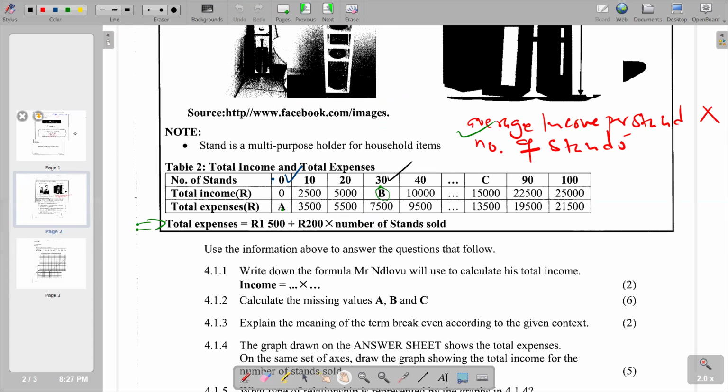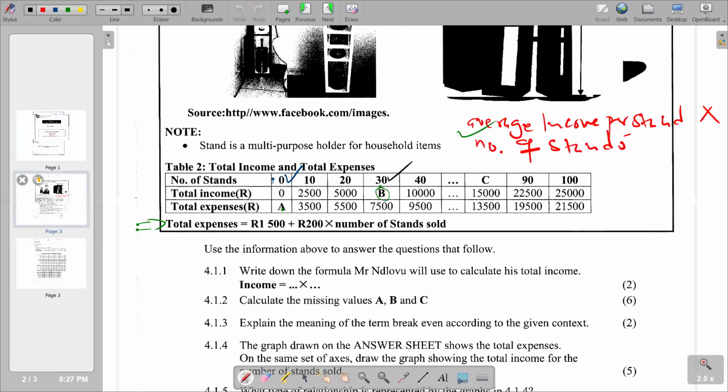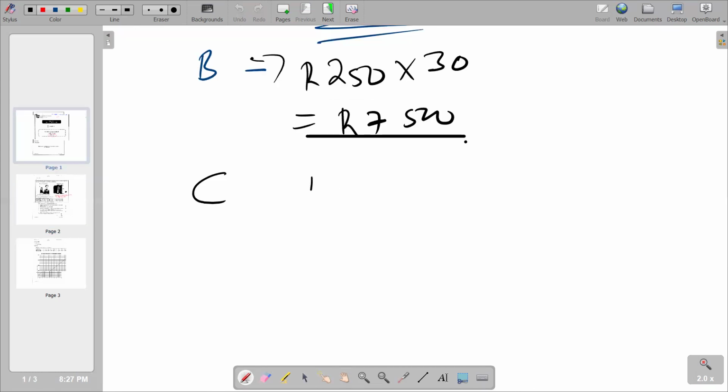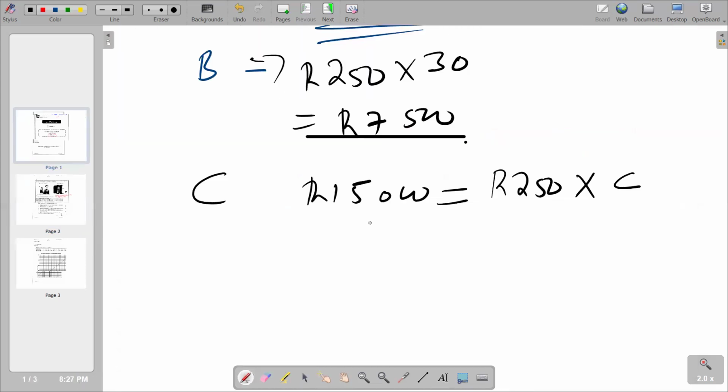So we come to our other section. We want to calculate C. So we are saying the figures that we are given on C, we are given total income. Total income is 15,000. So we are saying 15,000 is equal to 250 as the average income per state times the number of cents, of which the number of cents figure is the one that we are looking for. So we can just put our C there and say times C.